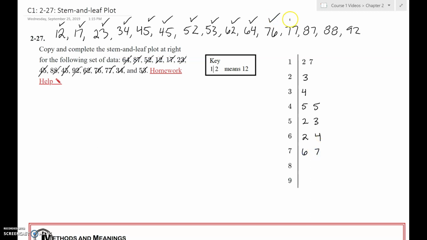77, and then 87 and 88, so 87, 88, and 92. There you go. That is a stem and leaf plot using these 15 numbers.